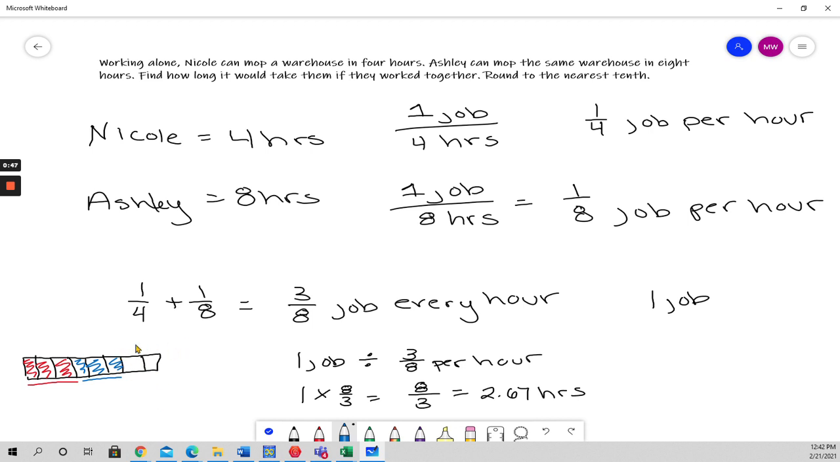and we still have 2 left over. 2 out of the 3. So this is your 2/3. Because they do 3 every hour, so this is the 2 that are left, 2/3. So this would be equal to 2 and 2/3, which is 2.67.